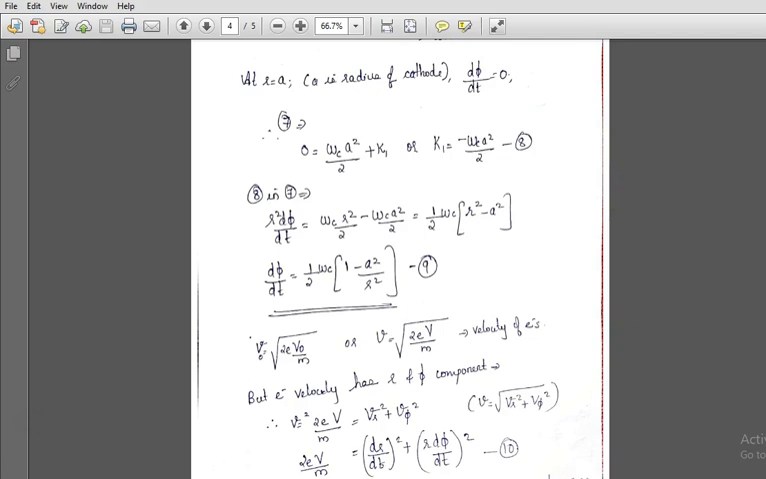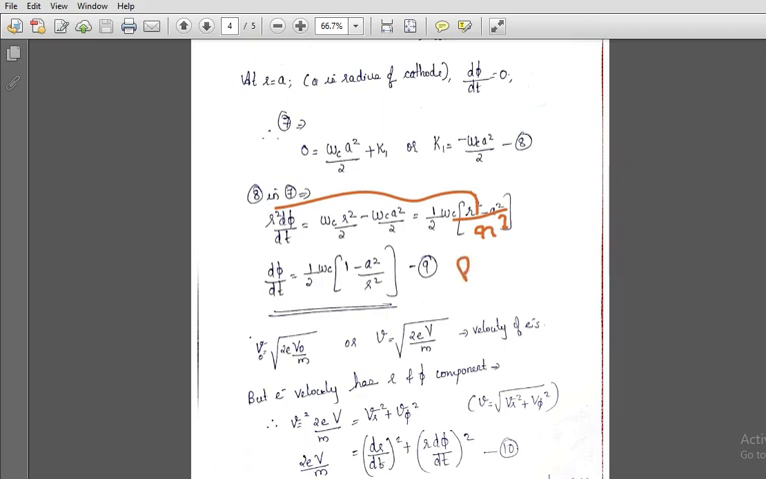Now we can do this. We can take r square to the other side. So putting it to this side, this comes in the denominator, divided by r square. So what is r square by r square? It is 1 minus a square by r square. That is equation number 9.